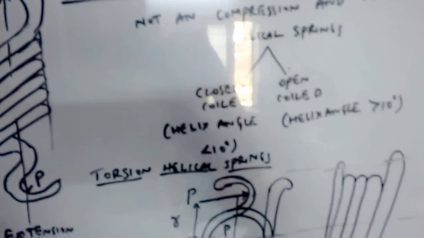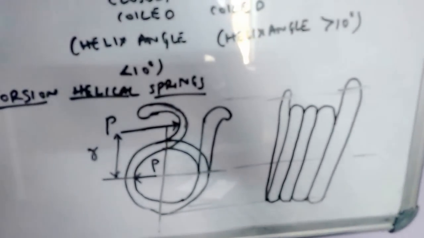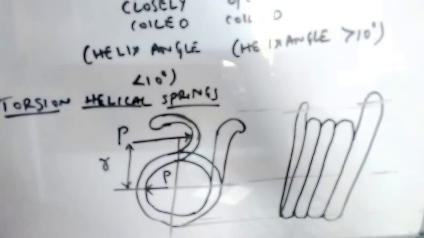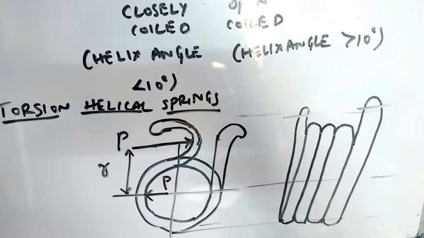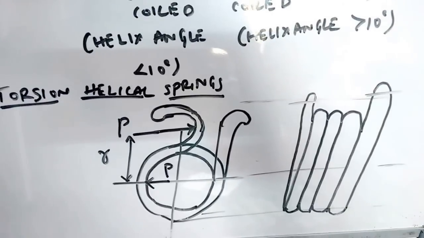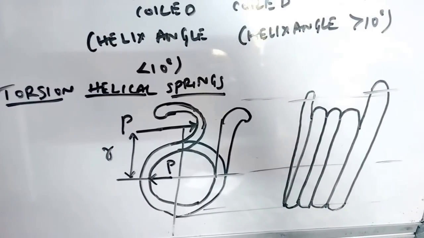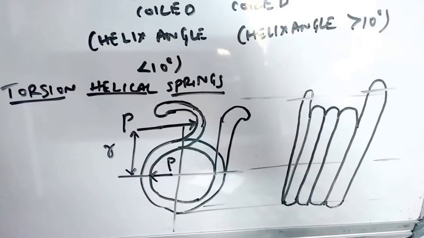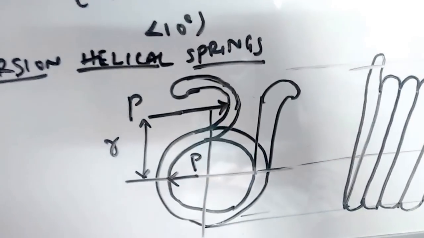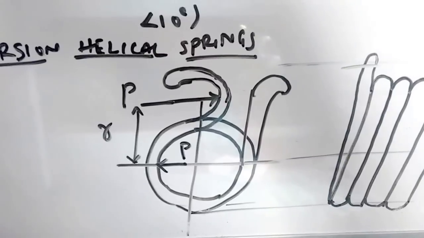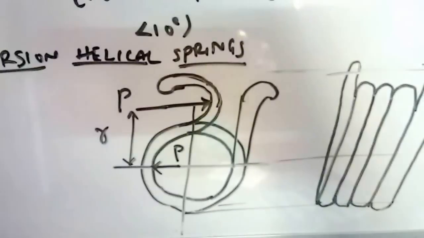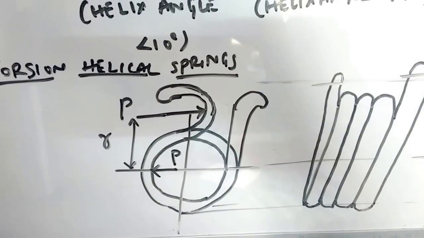axis of the spring. One more classification under helical springs is torsional helical springs. In compression helical springs and extension helical springs, the load acts along the axis of the spring. But in torsional helical springs, the load acts at a distance of r from the center of the spring. In the following figure, a combination of loads P acts at a distance of r from the center, which produces a torsion in the spring, known as a torsional helical spring.